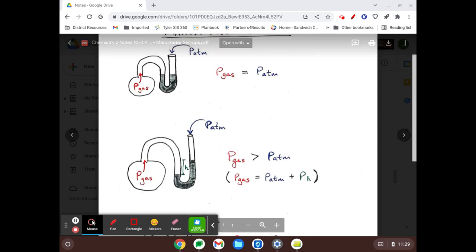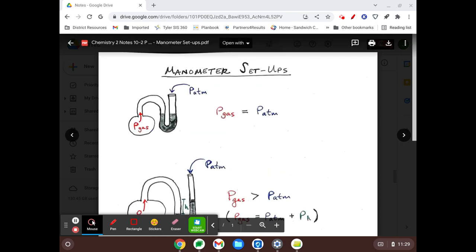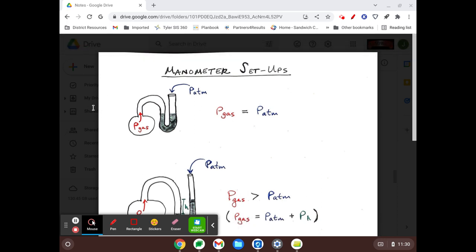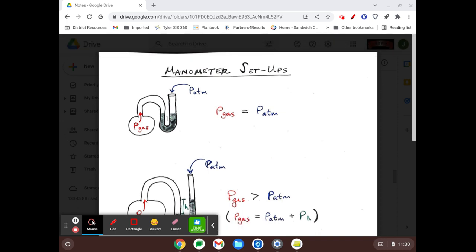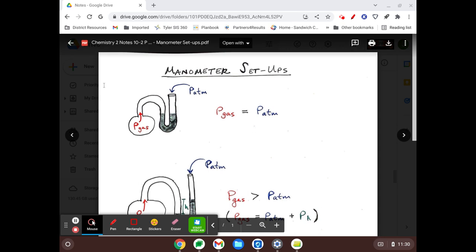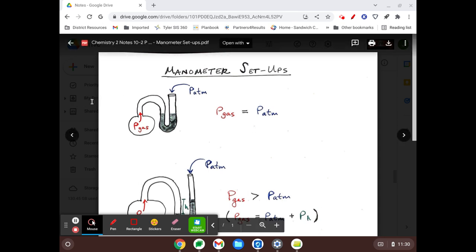So this is a manometer, where you have a sealed end, like a gas, and then you have mercury in a U tube between the sealed gas and the open to the atmosphere. It's kind of like a reverse tug of war. If the pressure of the gas and the pressure of the atmosphere are equal, the mercury will be balanced.